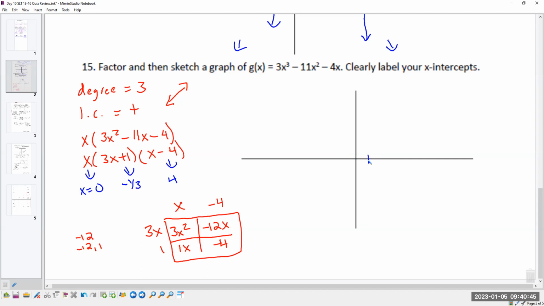I just have to be careful with that -1/3. So I'm gonna go 1, 2, 3, 4, 0. Here's -1, so -1/3 is going to be right next. I'll put it kind of like -1/2. That's okay. And I know that this is my end behavior, so it's just going to come straight across. 1, 2, 3. Not beautiful, but it works.